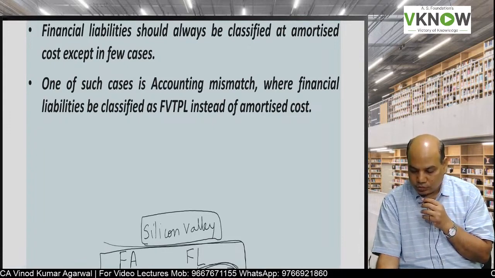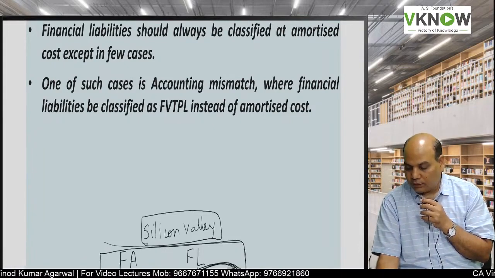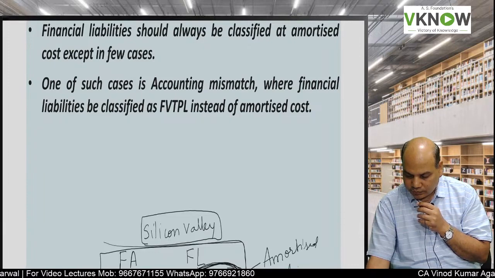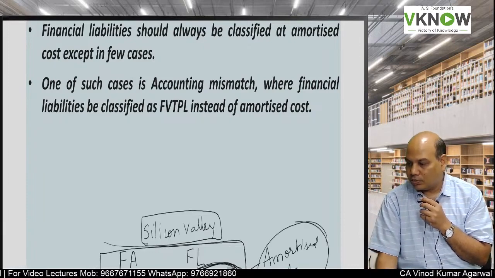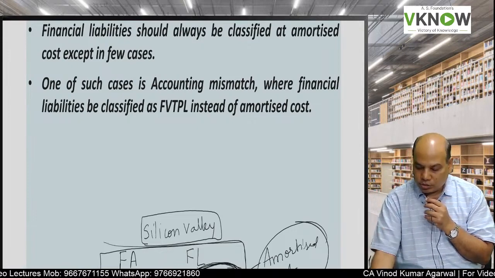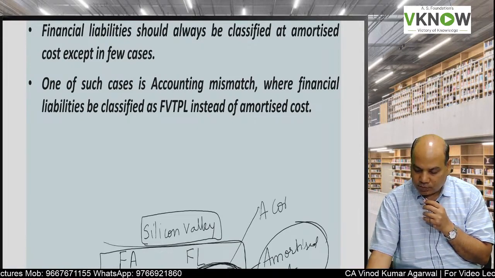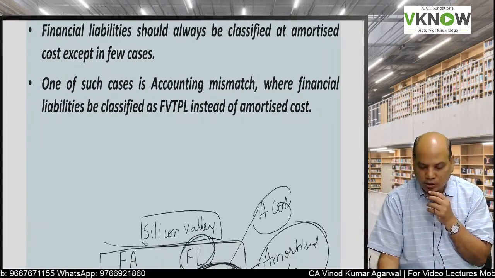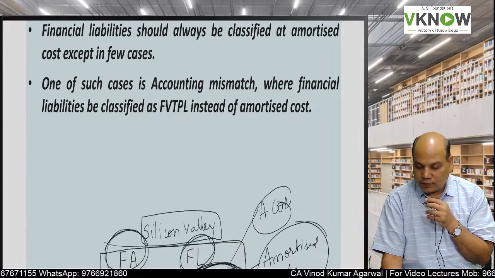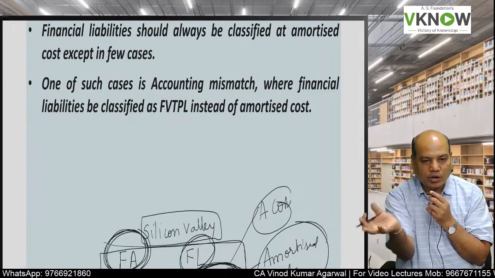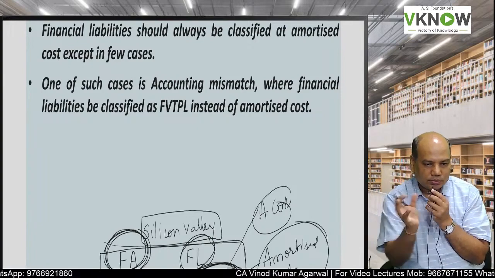If they follow amortized cost for financial liability, then the fair value change of the liability will never go to P&L account, but the change in fair value of the asset will go to P&L account. So P&L account will fluctuate.